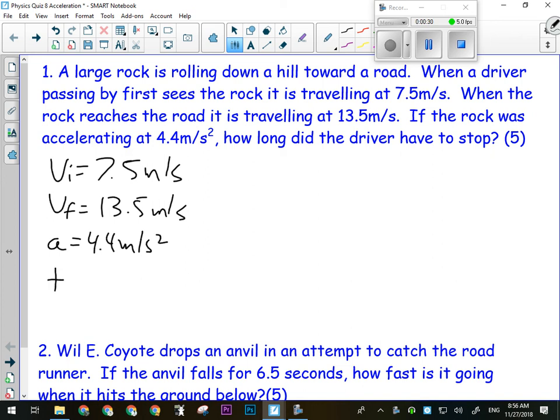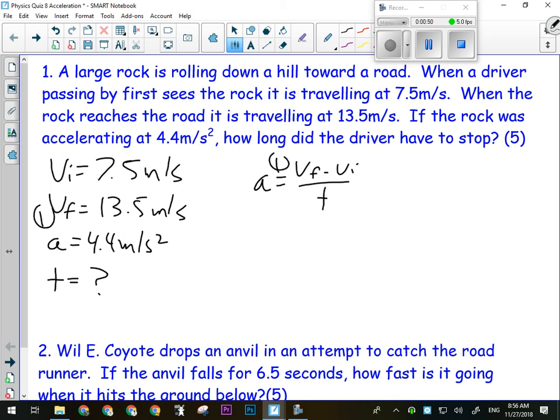How long did it take for the driver to stop? So we're being asked to calculate time. 1 mark for their givens. 1 mark for realizing this is an acceleration question. VF minus VI over T is the formula we're going to have to use here. And we are looking for T, so we have to manipulate to get T by itself.